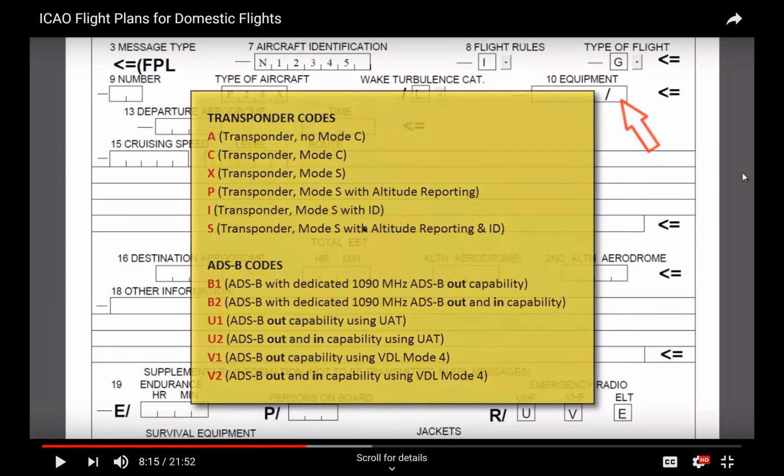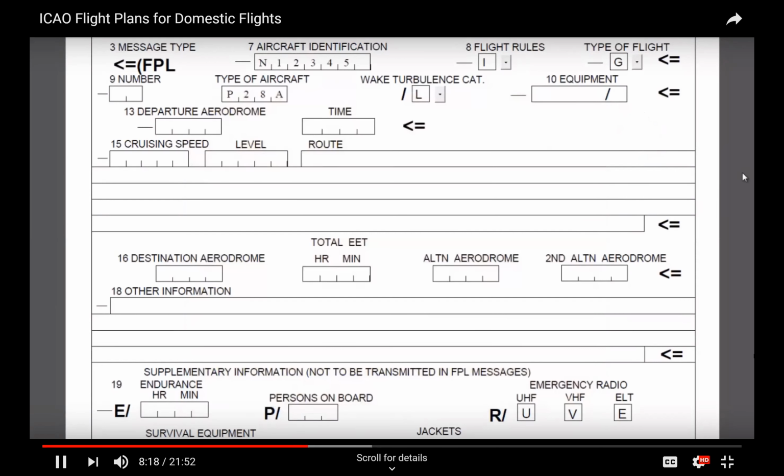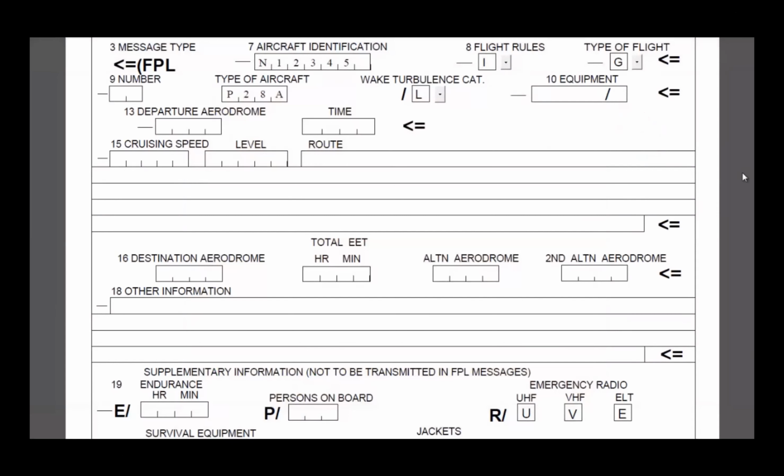Perfect, there you go. This is really just familiarizing you with what this form looks like. And again, if you don't have a transponder or ADS-B, or it is not serviceable, use N for nil. So we're just going to put SDG in this box here, for our equipment capability, showing that we have the standard, and we also have DME and GPS. And after the slash mark here, we're going to put C, showing we have a mode C transponder.